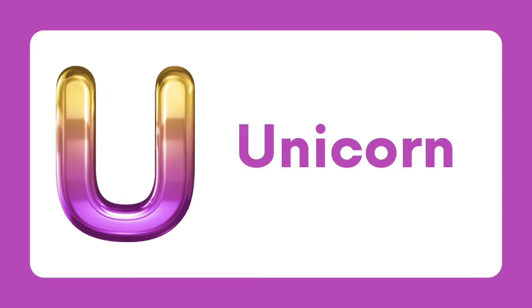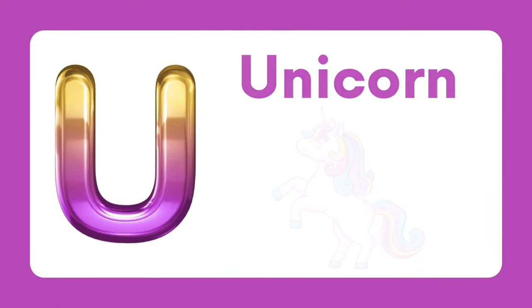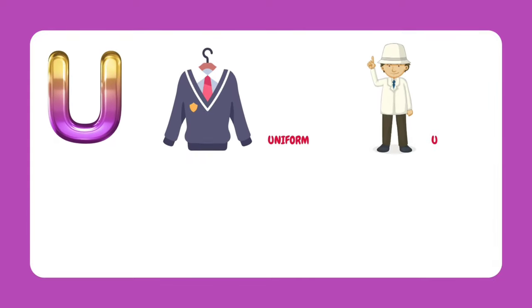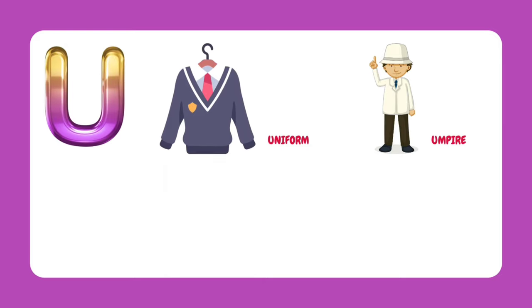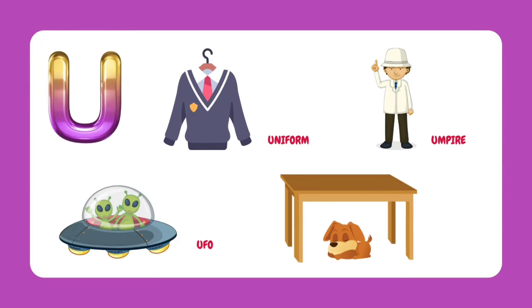U. U is for unicorn. Uniform. Umpire. UFO. Under the table.